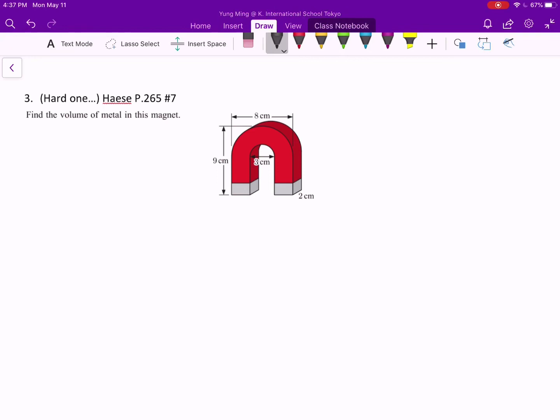We have this horseshoe magnet shape right here. First of all, let's decide how we can cut this thing. I want us to imagine that we have this horseshoe shape as the base. This whole part, this strange looking shape, is actually our base. We want to find the area of this shape, which is a little bit hard to do.